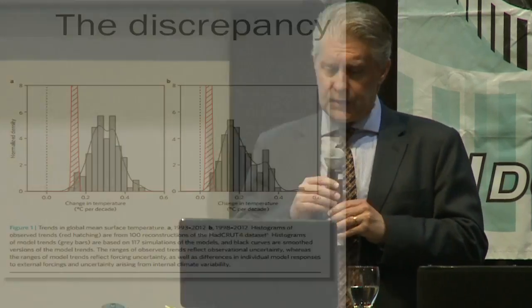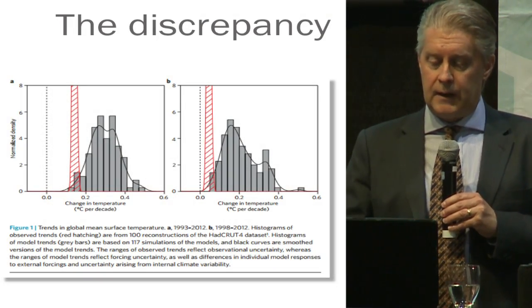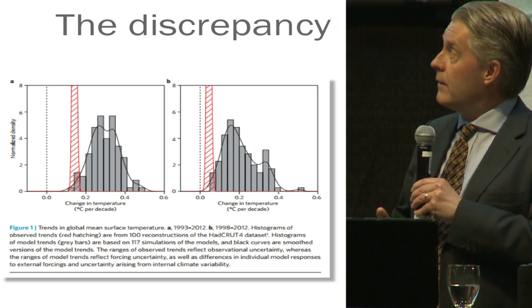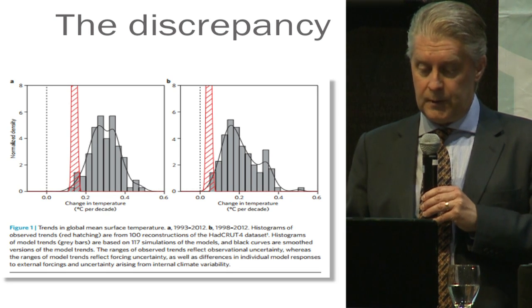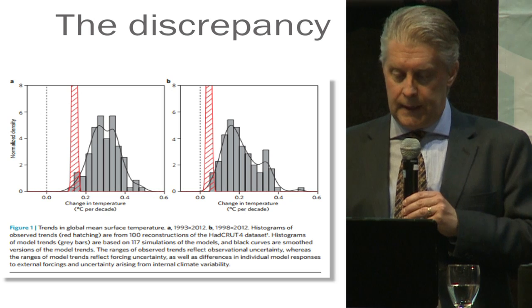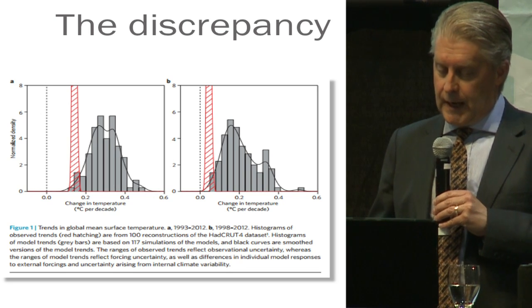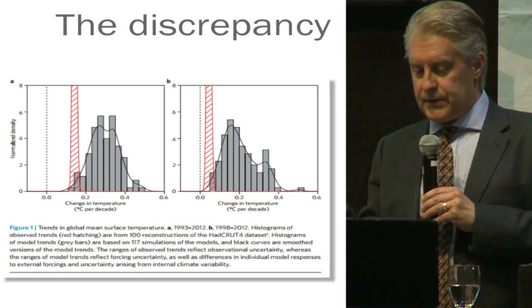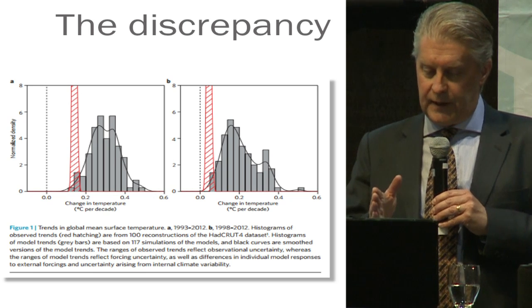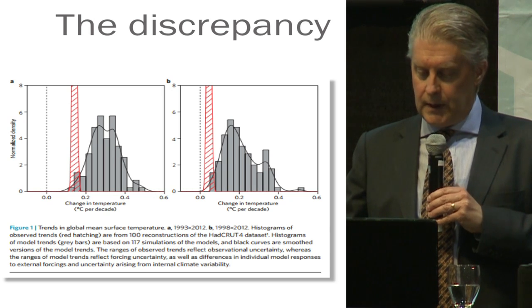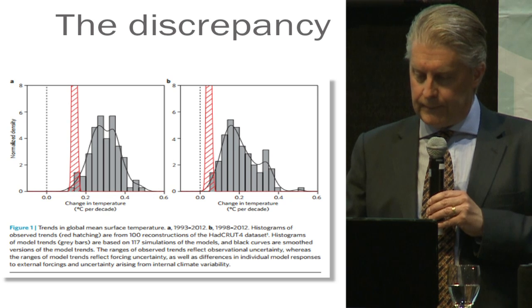And then the red lines, the shaded area there, that represents the observed temperature trend over the same interval. So you can see over the past 20 years, the observations sit right down at the low end of the model distribution. And then the second panel is the last 15 years, and you can see the models are clustering up a little bit higher. Observations are actually moving closer to zero. So the overlap there is disappearing.